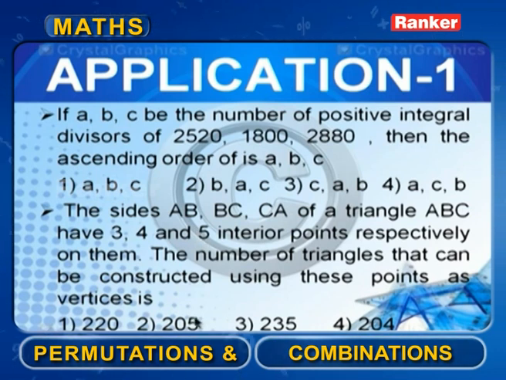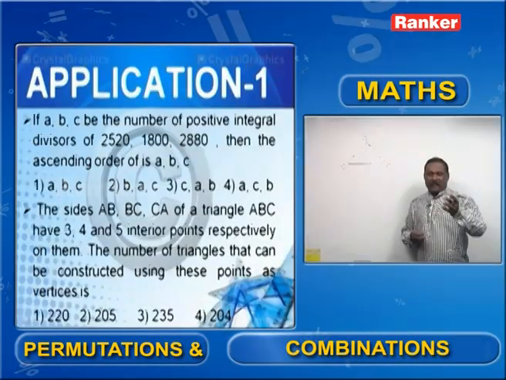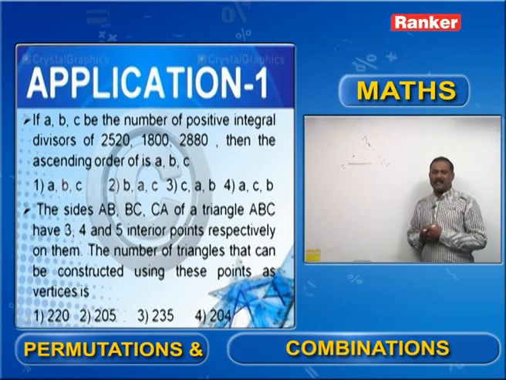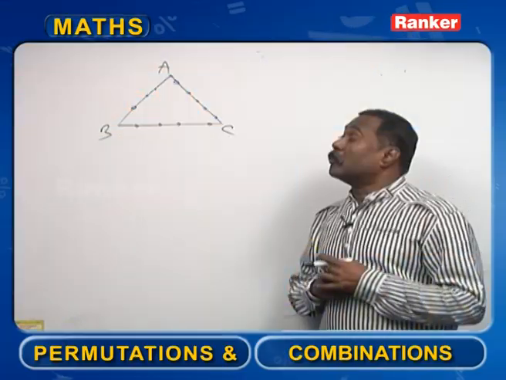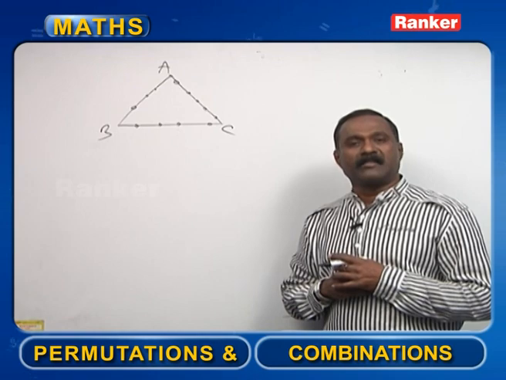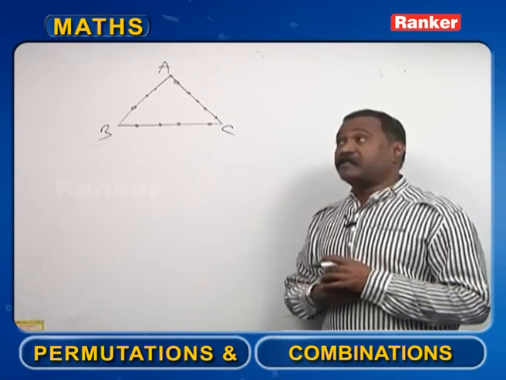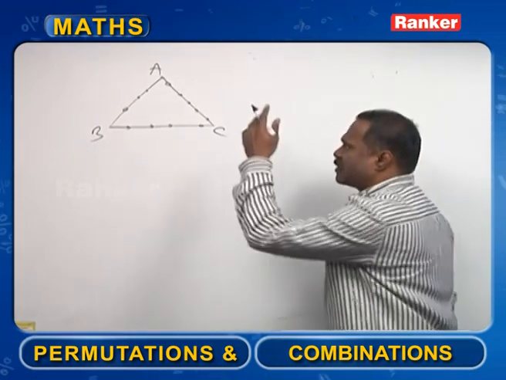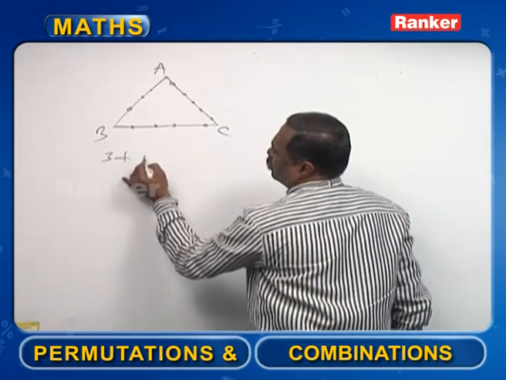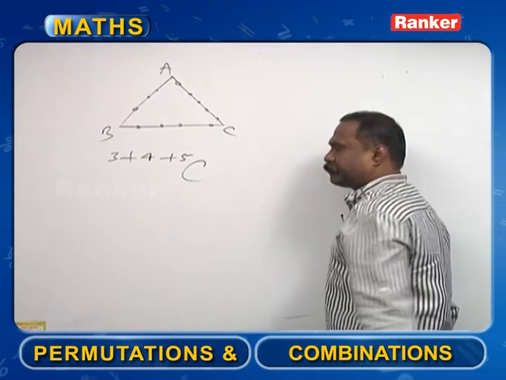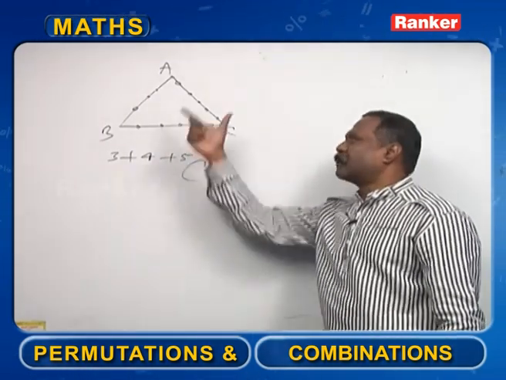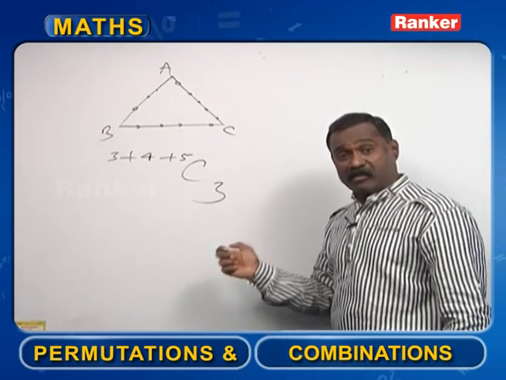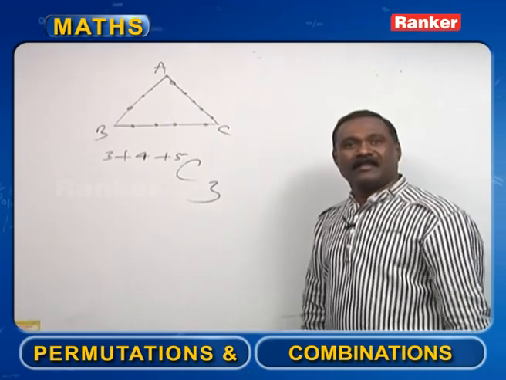Do you understand that? So now what is it we have to find out? With interior points respectively on them, the number of triangles that can be constructed using these points as vertices. You must find out the number of triangles that can be formed. To form a triangle, how many vertices do you need? You need 3 vertices. Most general thing you can understand. So let us see how many points there are in total: 3 plus 4 plus 5, C 3. Correct or not? These many triangles must be formed with all these points.